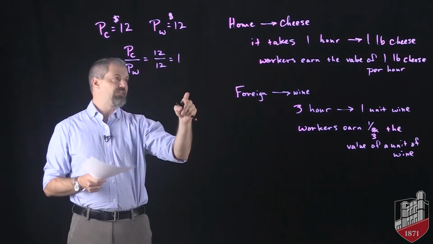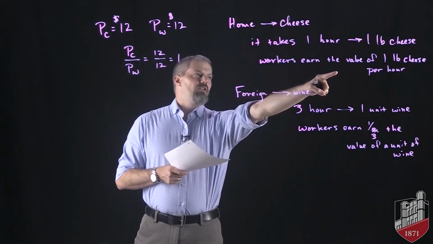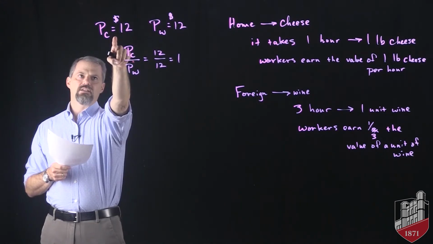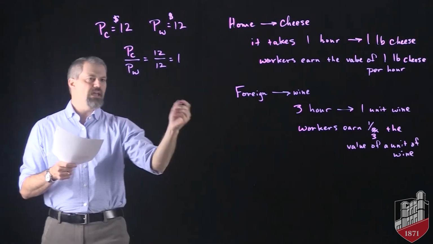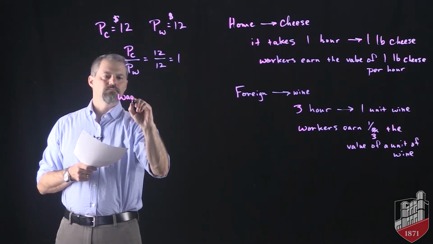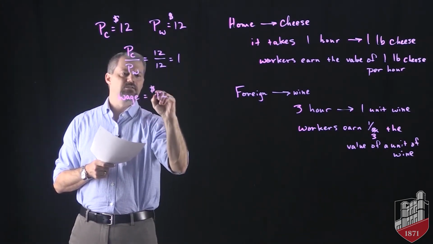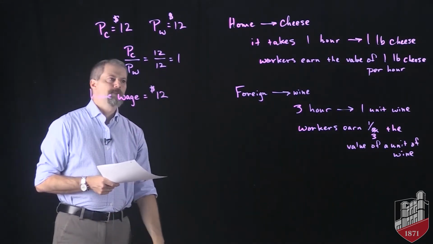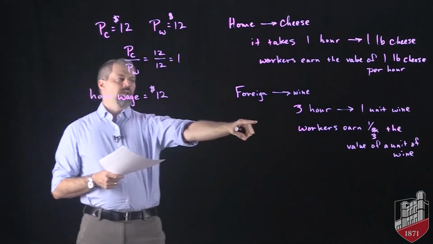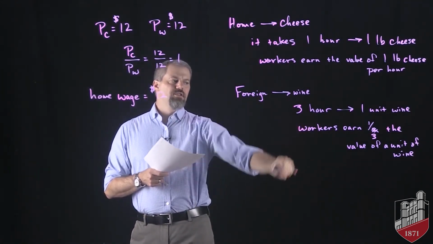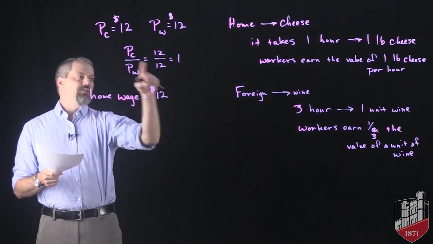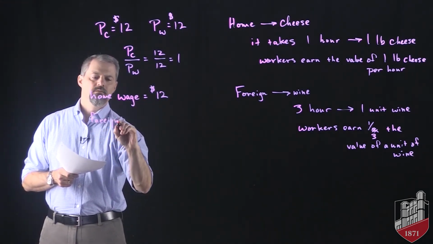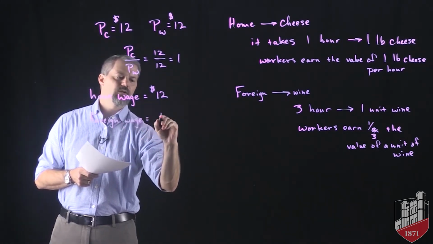Okay, so what this tells us is, since workers are going to earn in Home the value of 1 pound of cheese per hour, and the price of a unit of cheese is $12, then the wage in Home is going to be equal to $12. Let's say this is our Home wage. In Foreign, their workers are going to earn 1/3 the value of a unit of wine. 12 divided by 3 is going to be 4, so the Foreign wage will be equal to $4.